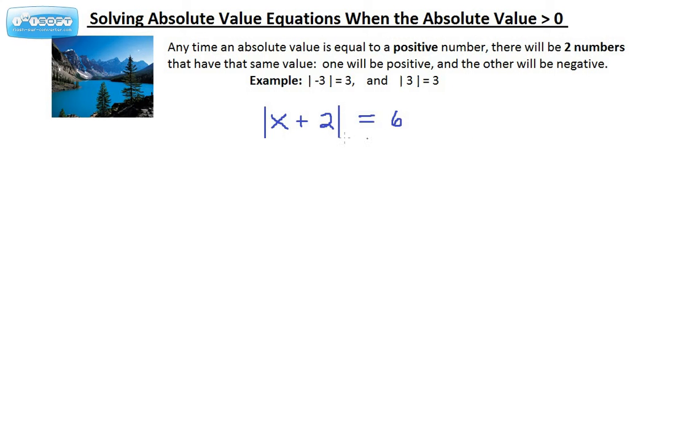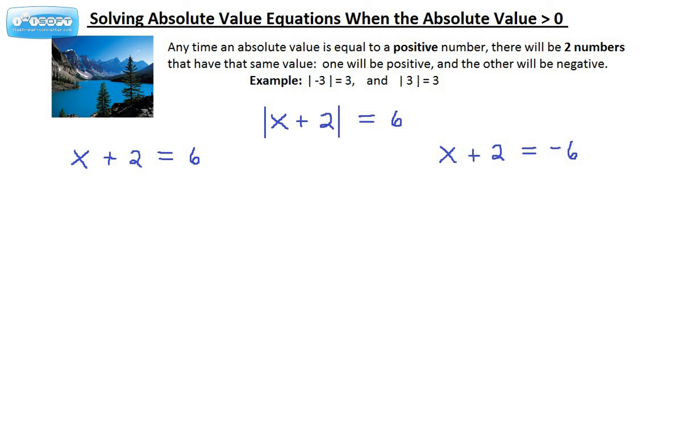Here is our sample equation. The absolute value of x plus 2 equals 6. The first thing we want to do, since our absolute value is by itself, is we want to remove this from the absolute value, and we'll write our equation two ways. We first write x plus 2 equals positive 6. Then we write x plus 2 equals negative 6. There are going to be two numbers that are our solutions.